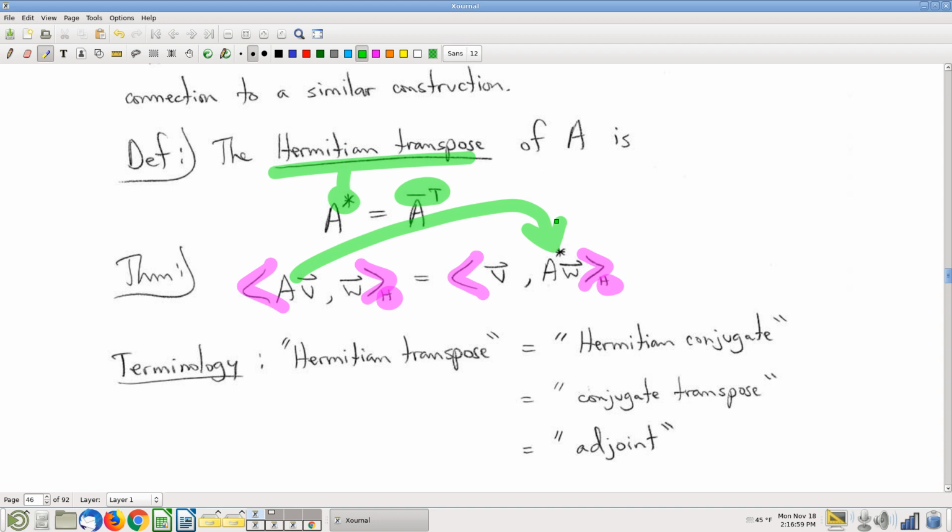Okay, and so note, it's not this, right? This is transpose. The Hermitian transpose is not the same thing. It involves doing this, flipping over the diagonal, but it involves a little bit more in order to make it fit in with our program of what's going on.